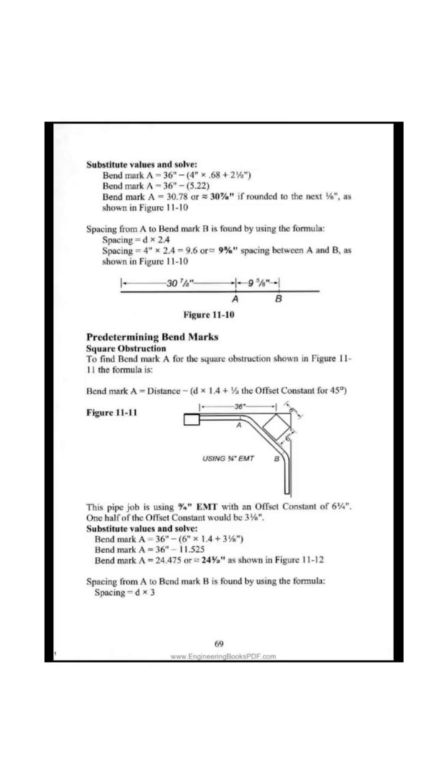Spacing from A to bend mark B is found by using the formula spacing equals D times 3.